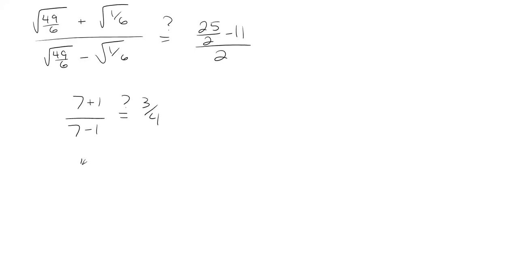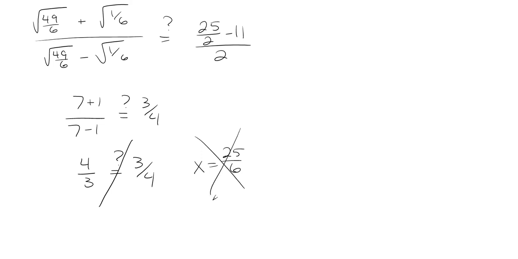So essentially what I have here is I'm going to have 4/3. Does that equal 3/4 after you simplify once more? And the answer is no. It does not. So 4/3 is not equal to 3/4. So x equal to 25 over 6 is not a solution.